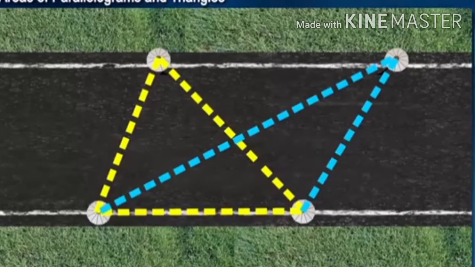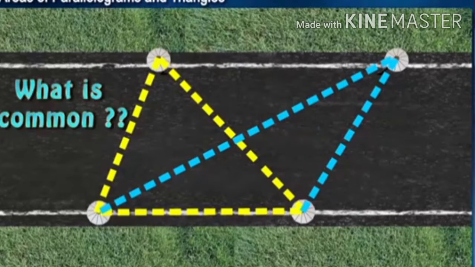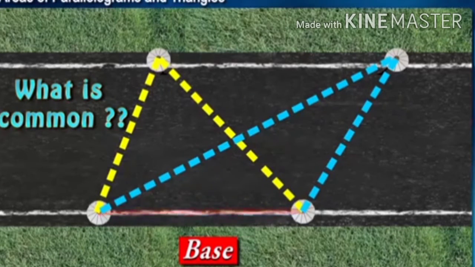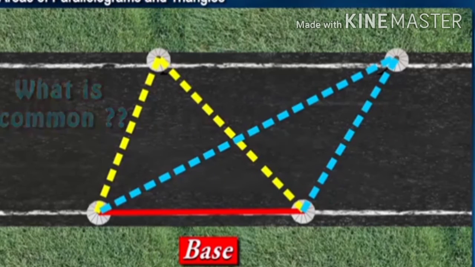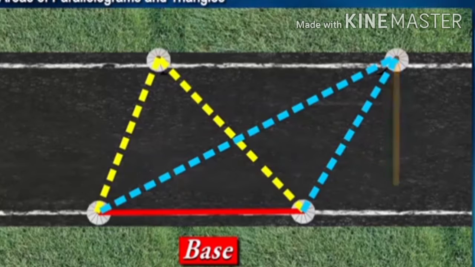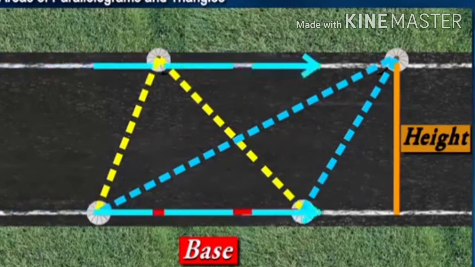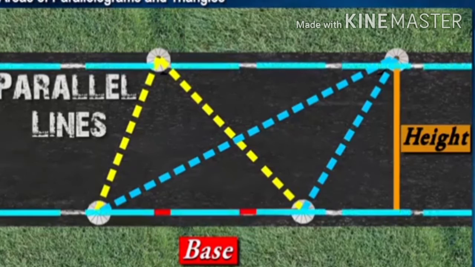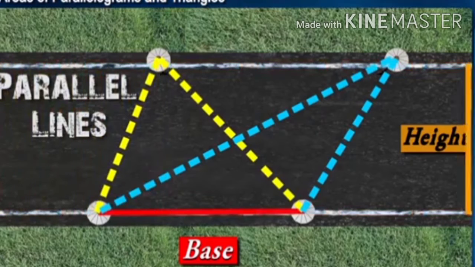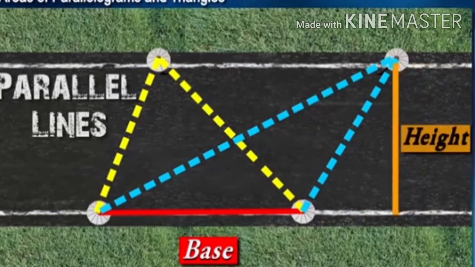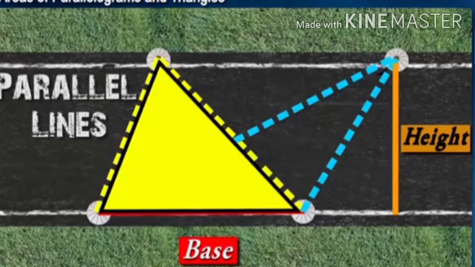Consider there are two poles on both the sides of this road, and let's draw two triangles by joining these poles. So by looking at the diagram, can you tell me what is common between the two triangles? They have a common base, and one more thing is common between them. They also have a common height, because the boundary of the road forms parallel lines, and we know the distance between two parallel lines is always constant. Therefore, height and base are the same for these triangles.